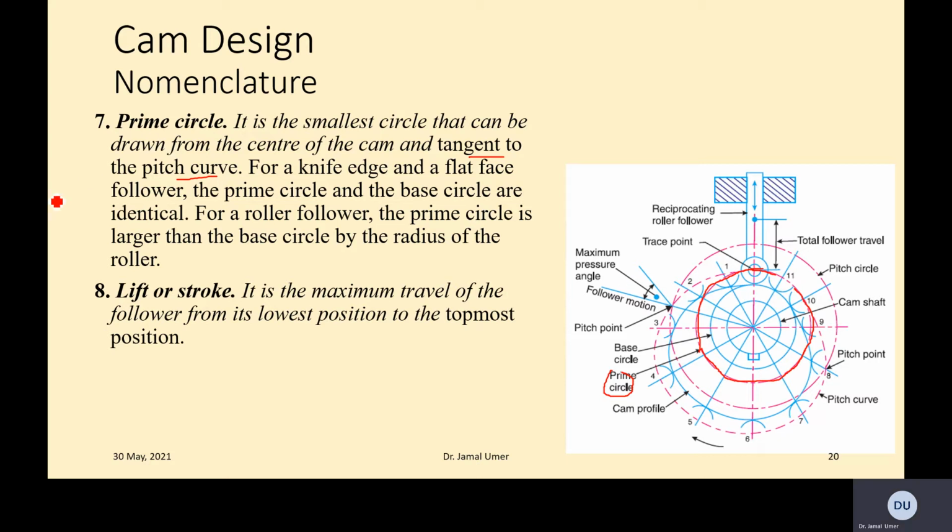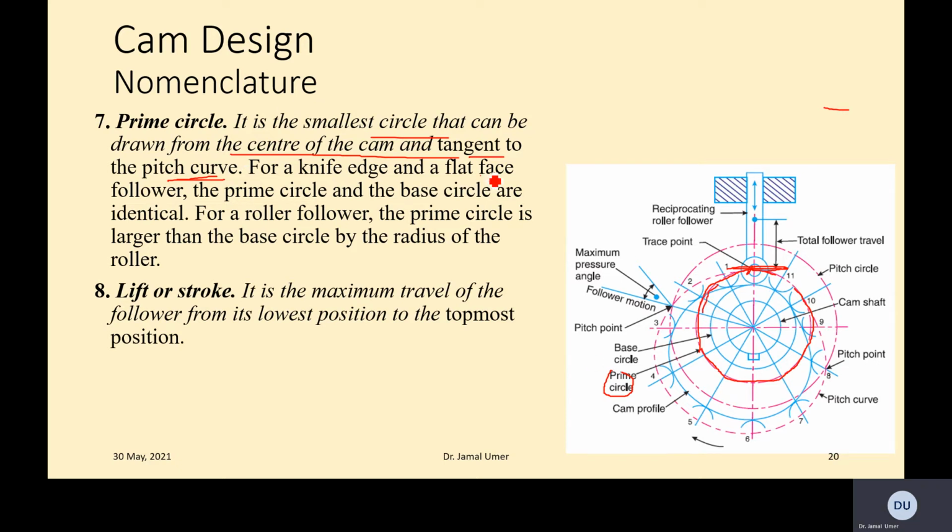Right. So what it says is it is the smallest circle that can be drawn from the center of the cam and tangent to the pitch curve. Tangent to the pitch curve is this one basically. So this is the tangent, this line. This is the tangent on the pitch curve. So you draw a circle. This is called a prime circle.